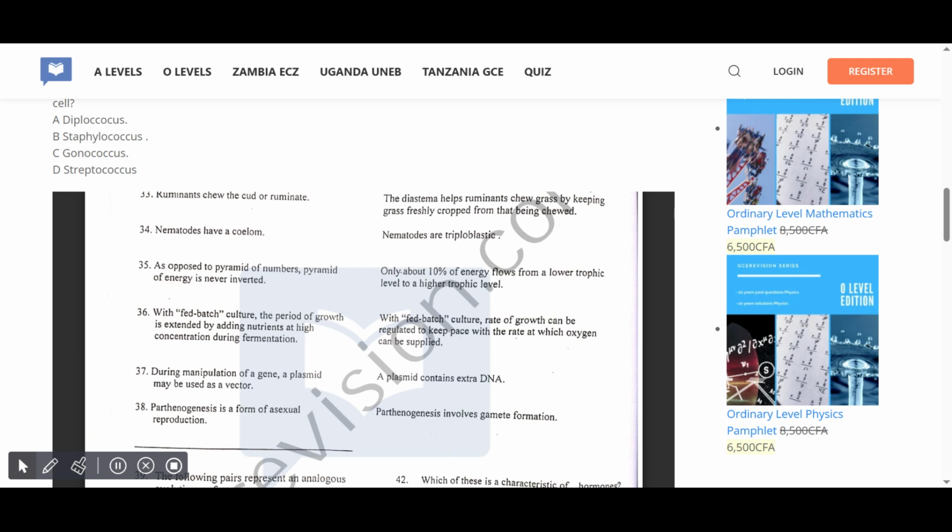Question 35. As opposed to pyramids of numbers, pyramids of energy is never inverted. Statement 2. Only about 10% of energy flows from a lower trophic level to a higher trophic level.